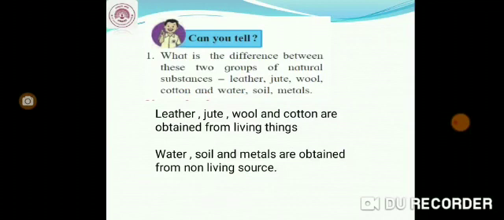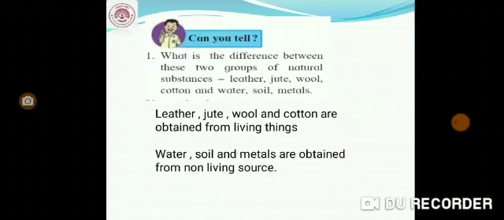So the difference is leather, jute, wool and cotton are obtained from living things. Correct? Leather comes from where? It comes from animals. Jute is grown. Wool comes from animal. Cotton is again grown. So these are all obtained from living things, plants or animal. Okay. On the other hand, water, soil and metals are obtained from a non-living source.